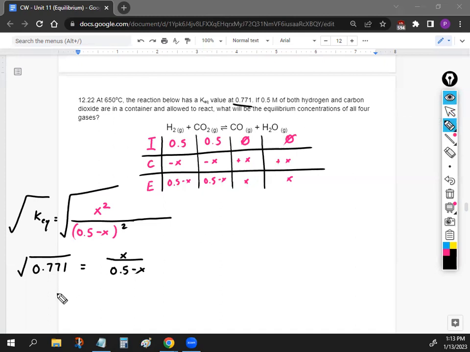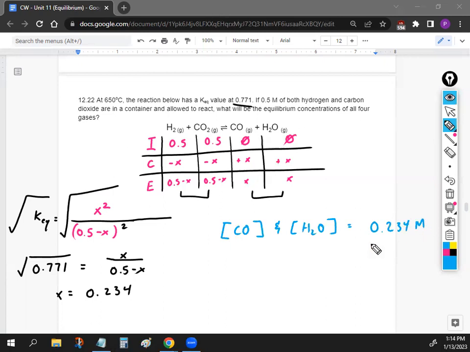Alrighty, guys. So you should get a final answer of x is equal to 0.234. Something around there. And then the question is asking us to find the equilibrium concentration of all 4 gases. If you guys notice, these are going to be the same, and these are going to be the same as well. So for our final answer, the concentration of carbon monoxide and the concentration of H2O is just x, so 0.234 molarity.